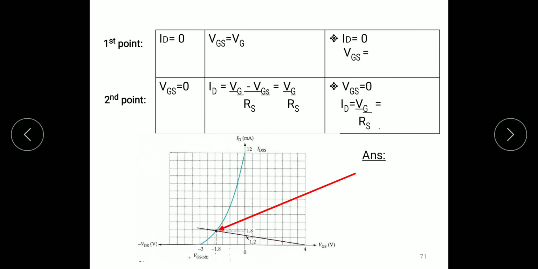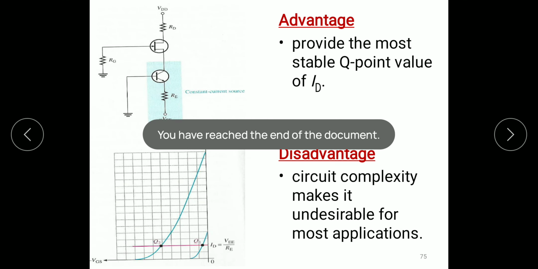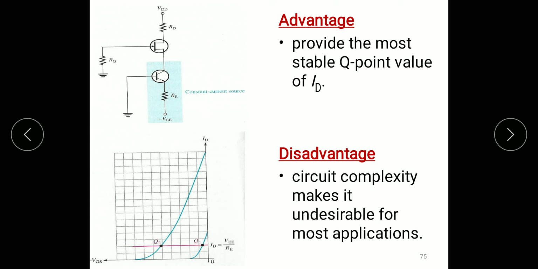So all these details will not be included. Also current bias is not in our syllabus, so we will stop here, and in the next video we will start with the MOSFET, that is the metal oxide semiconductor field effect transistor.